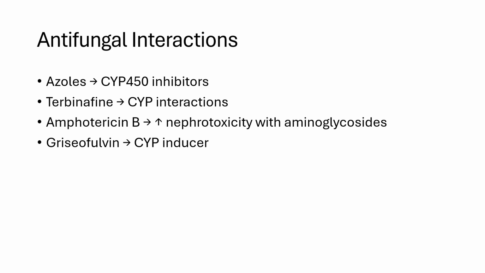Amphotericin B doesn't mess with CYP enzymes, but it is nephrotoxic, and that risk is additive when combined with other nephrotoxic agents, so things like aminoglycosides. You don't want to double up on these unless you absolutely have to, and you must monitor renal function very closely. Griseofulvin is again a CYP inducer, so that means it can decrease levels of other drugs, including oral contraceptives. That's a classic test question, important for patient counseling, right? We don't want our patient taking something for tinea capitis and getting pregnant.